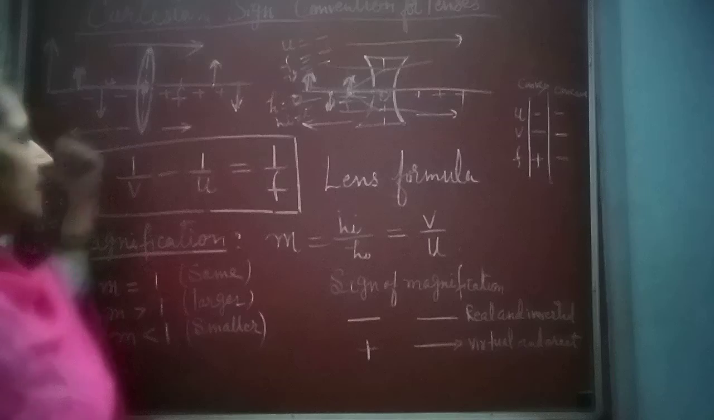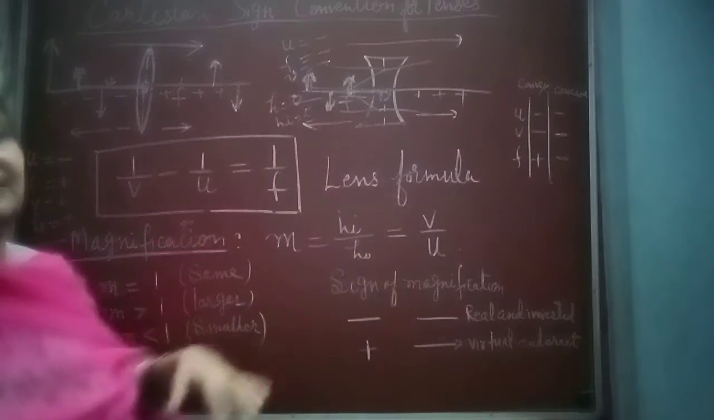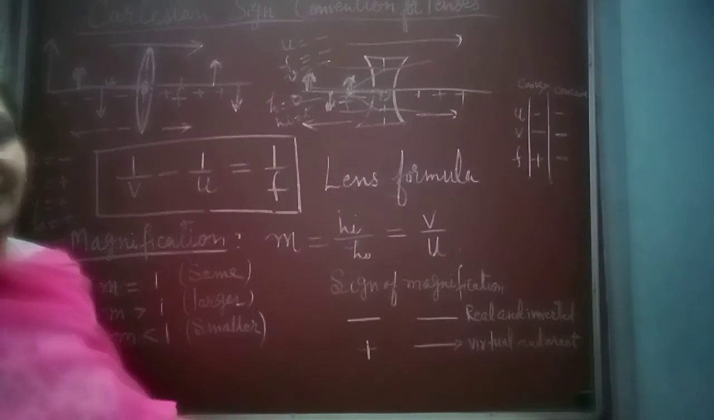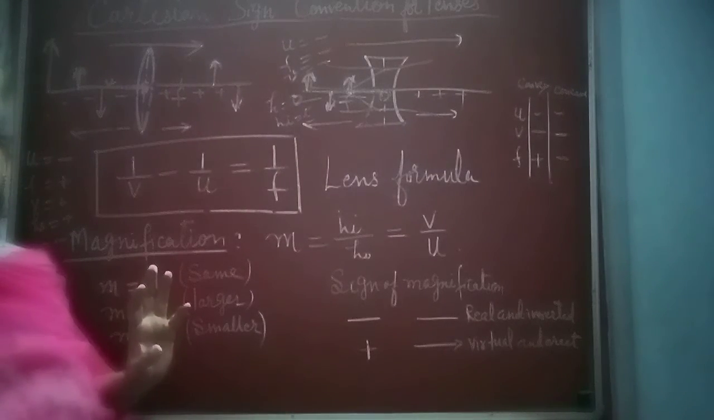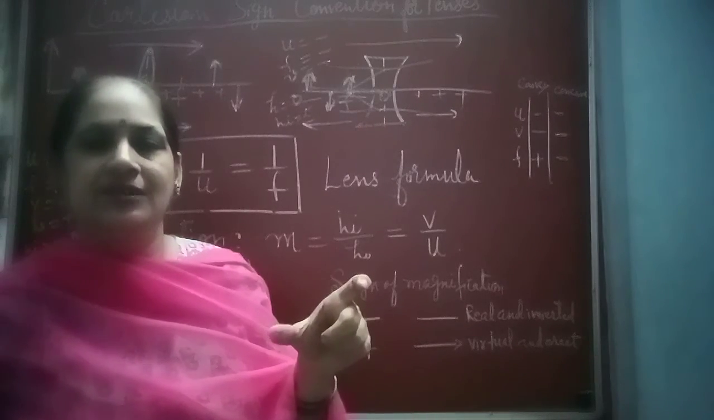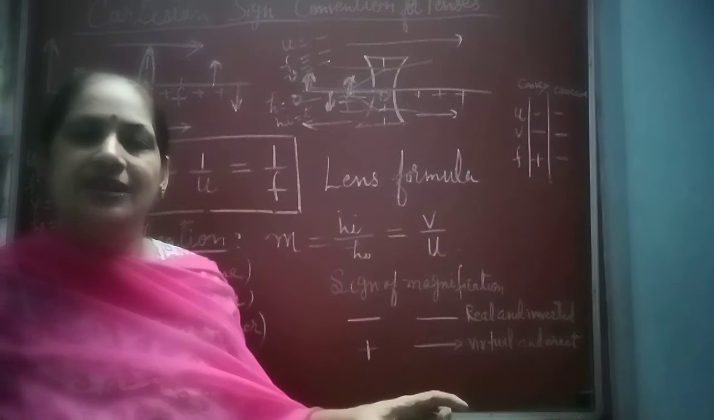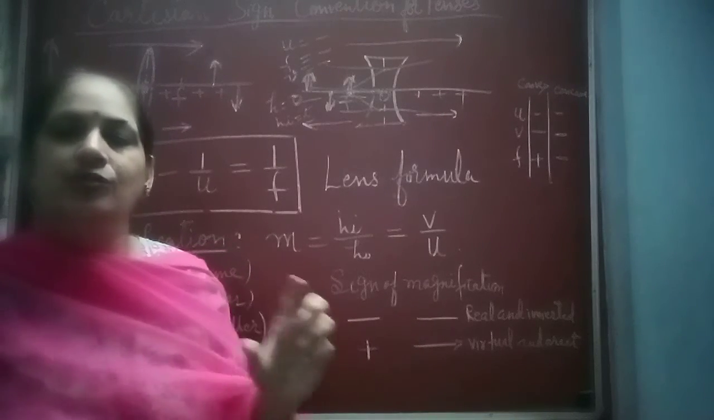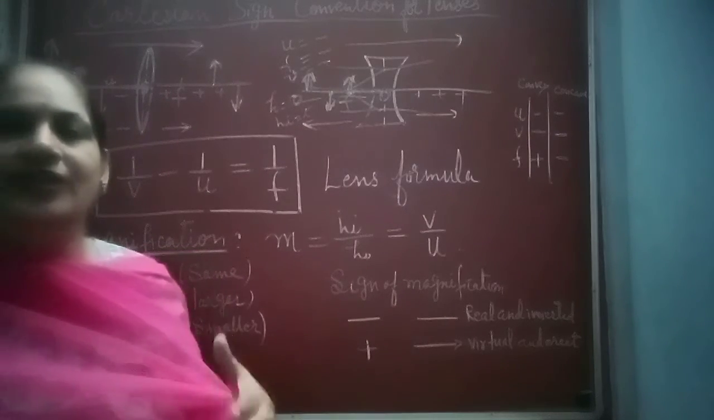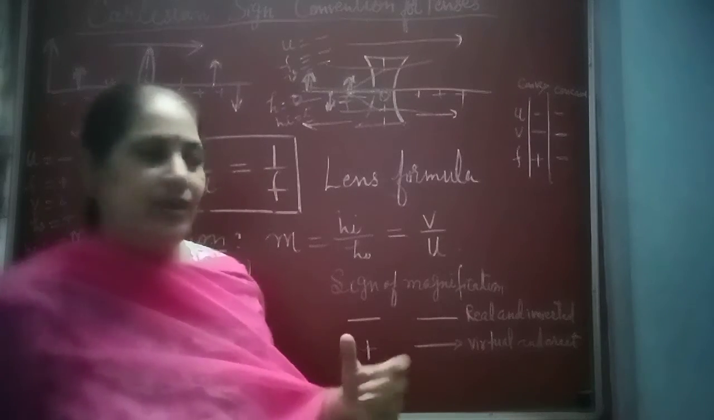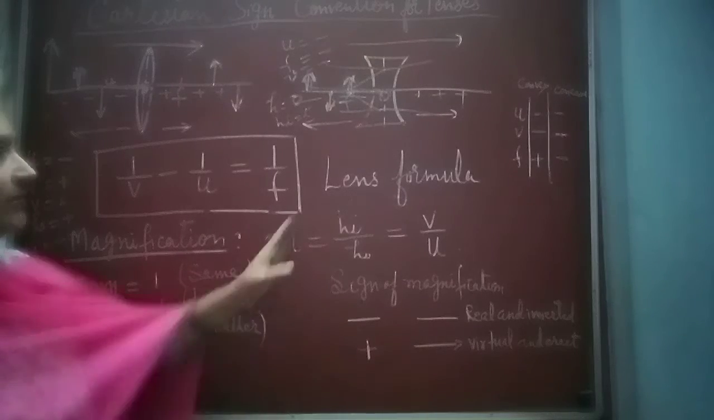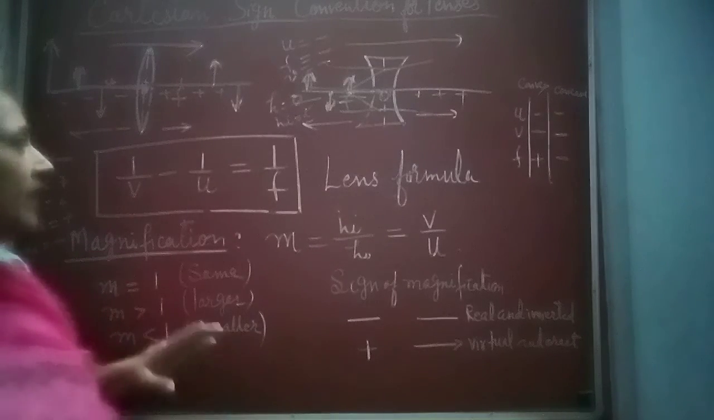Left side of the lens, distances are considered to be negative. Right side of the lens, positive. And the direction of the incident ray is taken from left to right. All the distances are measured from the optical center. So optical center to object is known as object distance. Optical center to image is image distance V. Optical center to focus is focal length, denoted by F. And the relationship between U, V and F is known as the lens formula. So here you see lens formula: 1 by V minus 1 by U equals 1 by F. This formula is called the lens formula.